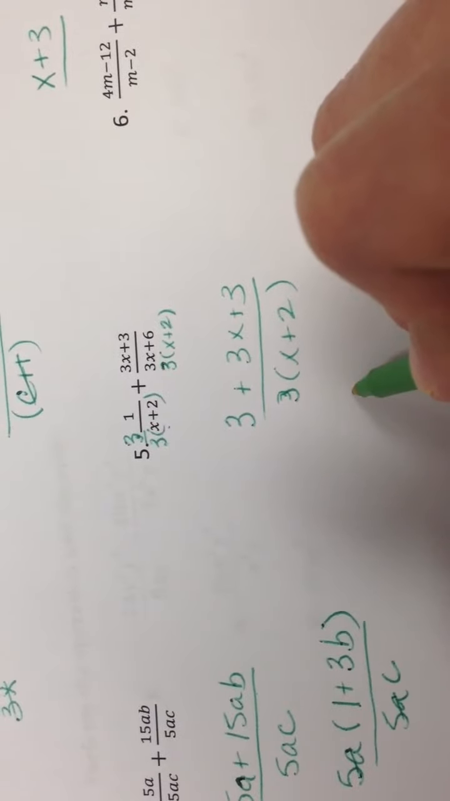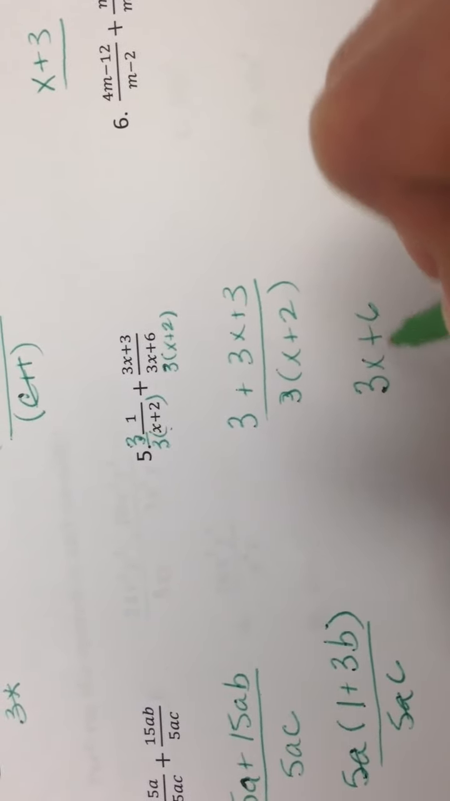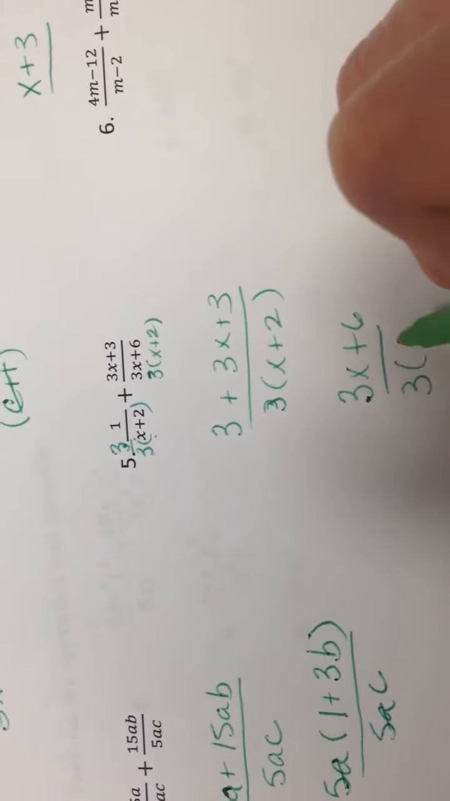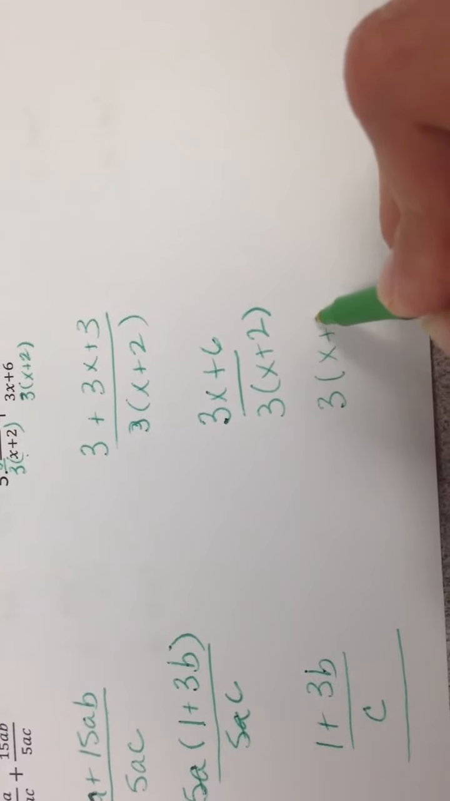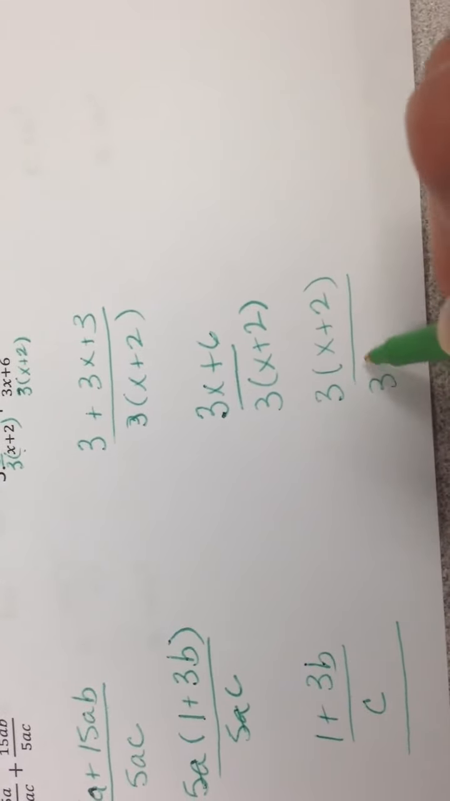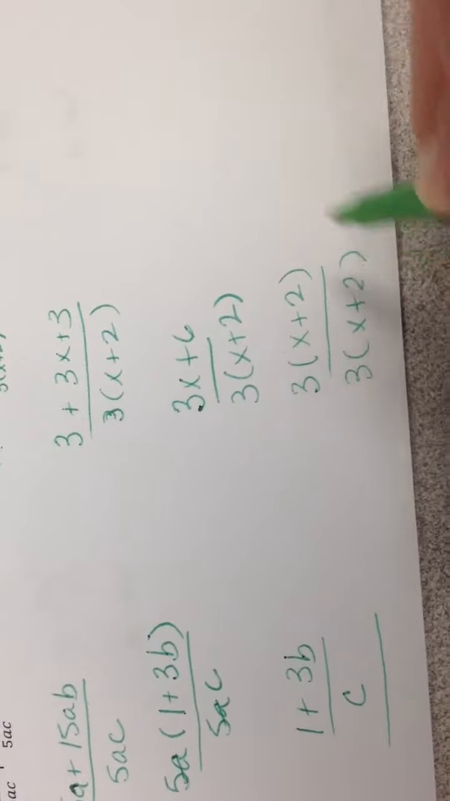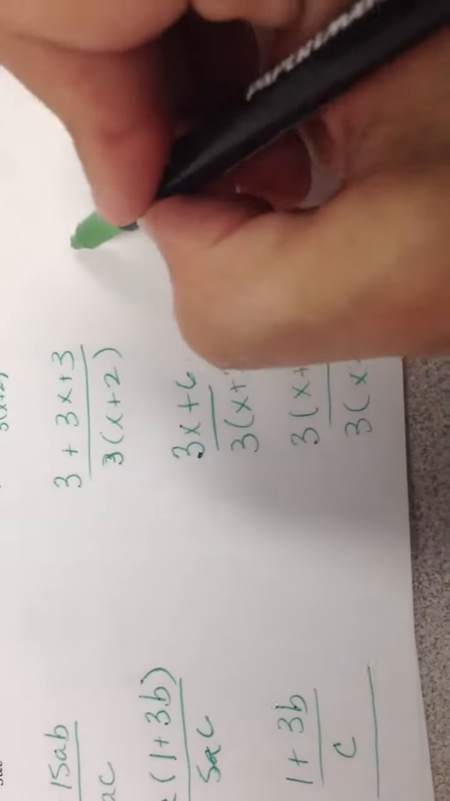Combine my like terms in the numerator. That's 3x plus 6. And what's common here is a 3, so when I take out that 3, I have the same thing in the numerator as I do in the denominator. So I can simplify all that to 1.